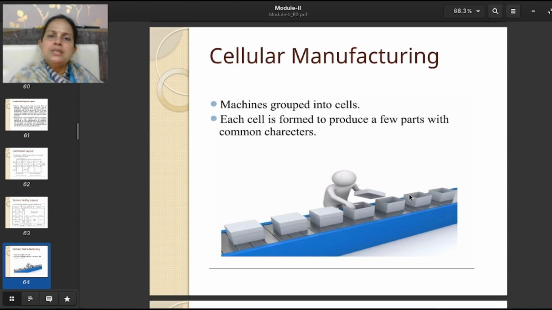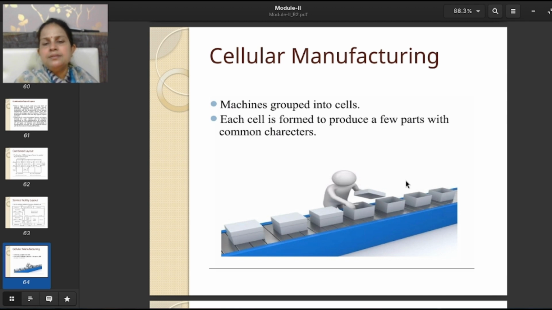Then we'll go for cellular manufacturing. Cellular manufacturing is one type of process layout. But in cellular manufacturing, what happens? In a process layout, similar types of machines are grouped into one department. But here, different types of machines are grouped into one cell.